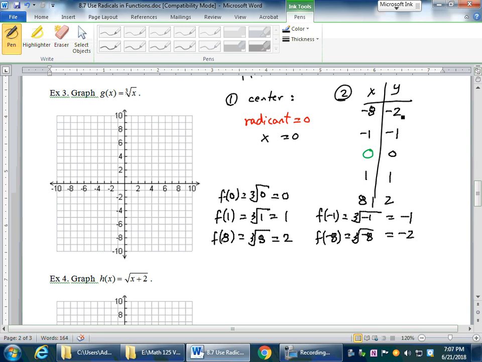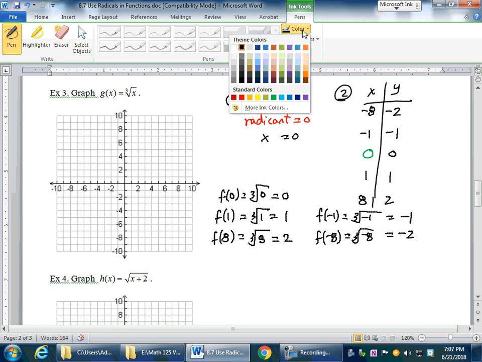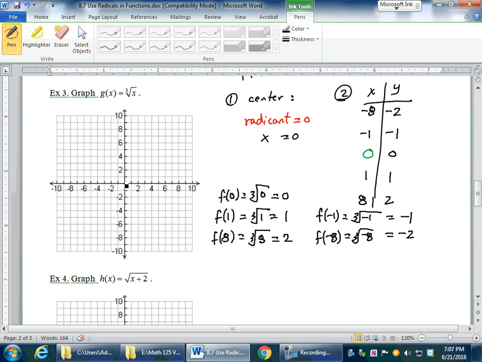Now we plot these points to get my graph. So at 0 will be 0, at 1 will be 1, and at 8 will be 2. And negative 1 will be negative 1, negative 8 will be negative 2.